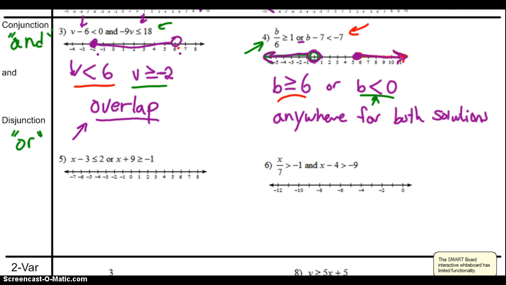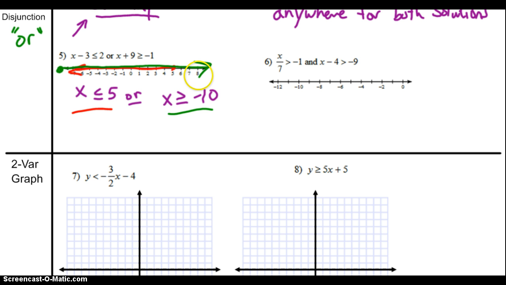Pause the video here and try and do 5 and 6. All right, for number 5, you probably got a graph looking something like this. We've got the solutions x is less than or equal to 5, or x is greater than or equal to -10. And so if you graph this, you kind of get a line going over the entire thing, right? And so what this means is that no matter what number you choose on this number line, it will at least work for either this first equation or the second inequality. Okay, so for either of them.